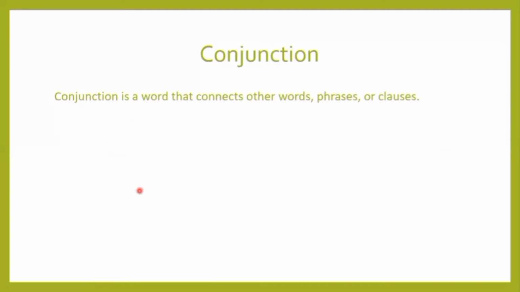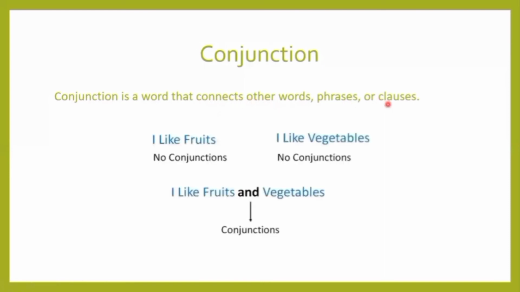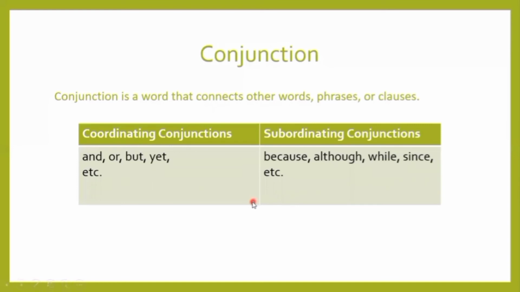And finally, the last part of speech that I'm about to explain is conjunction. Conjunction is a word that connects other words, phrases, or clauses. In general, there are two types of conjunctions, namely coordinating conjunctions, like and, or, but, and also subordinating conjunctions, like because, although, while, since, and several others.